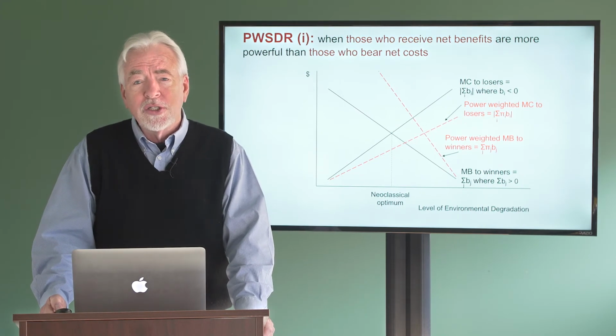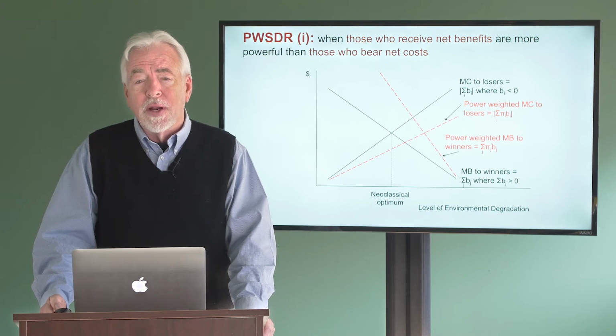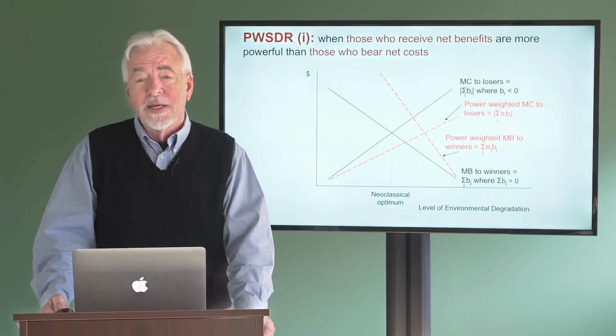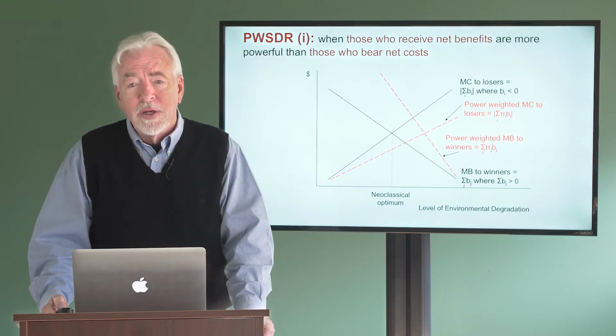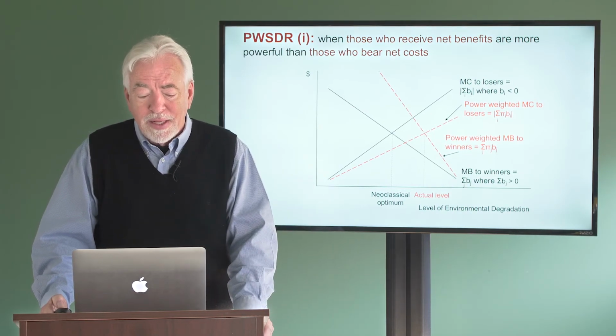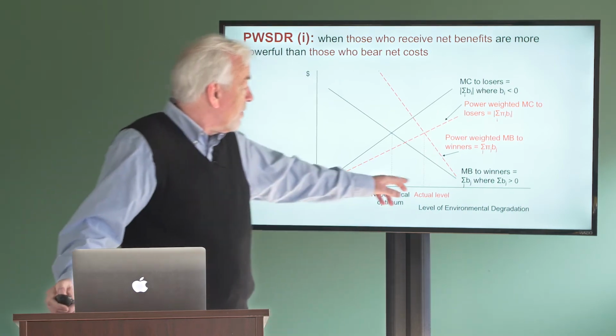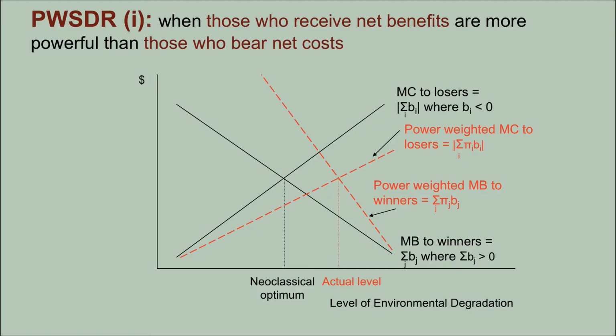And in that situation, the actual level of environmental degradation that we're going to predict based on the power-weighted social decision rule, we're not saying this is what should happen, we're saying this is what does happen. That level of environmental degradation goes up. It goes up beyond that optimum prescribed by neoclassical economics on the basis of just purchasing power to an actual level that reflects not only purchasing power, but also political power.